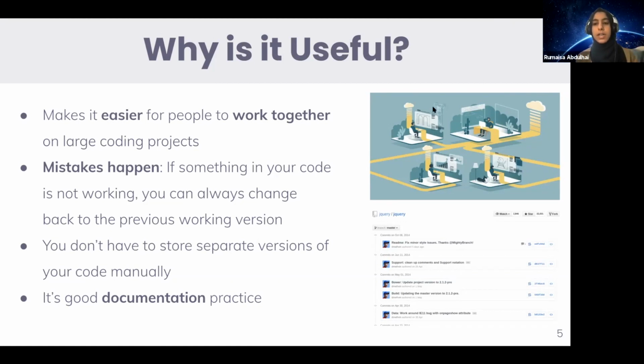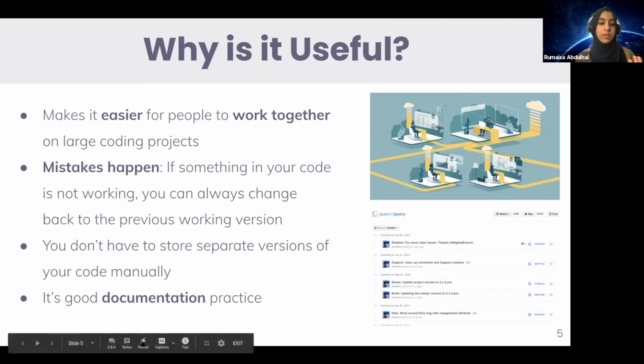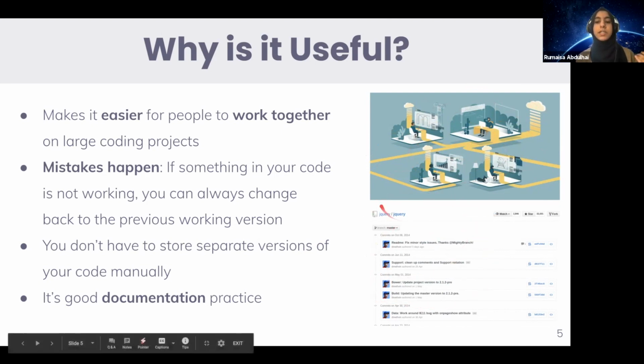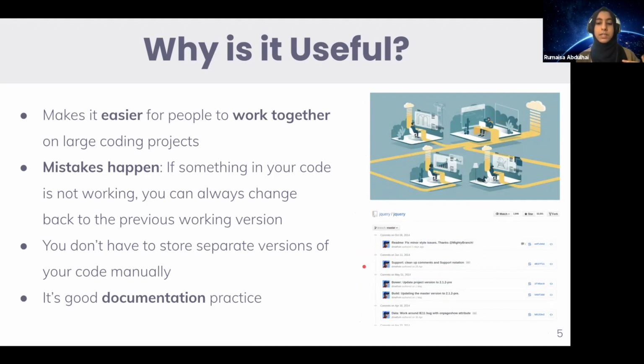So to the right, you see this. Let's see if I can use the pointer. This is just an image of people working together from their homes, and Git makes it very easy for you to do that. The other picture here is a screenshot actually from GitHub. We'll learn more about what that is, but as you can see, there are these commits. We'll learn about what a commit is, but you see these comments here, right? So README, fix minor style issues, clean up comments, update project version.